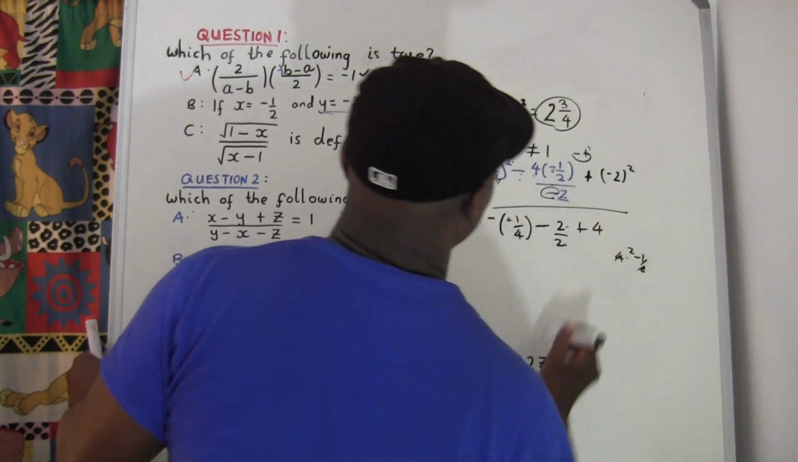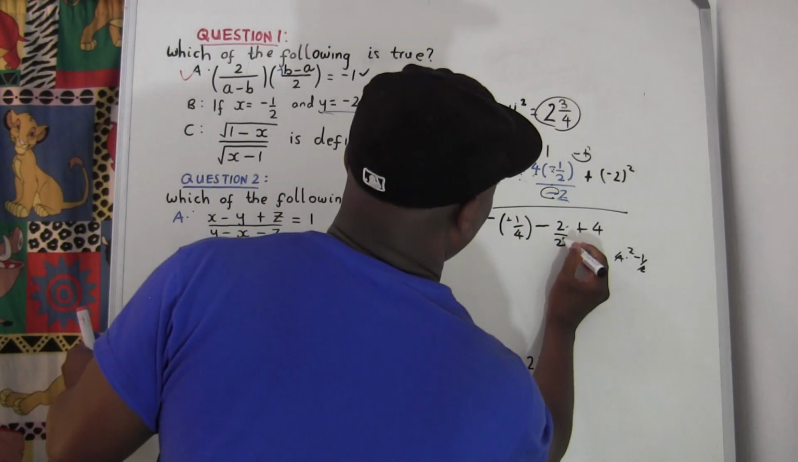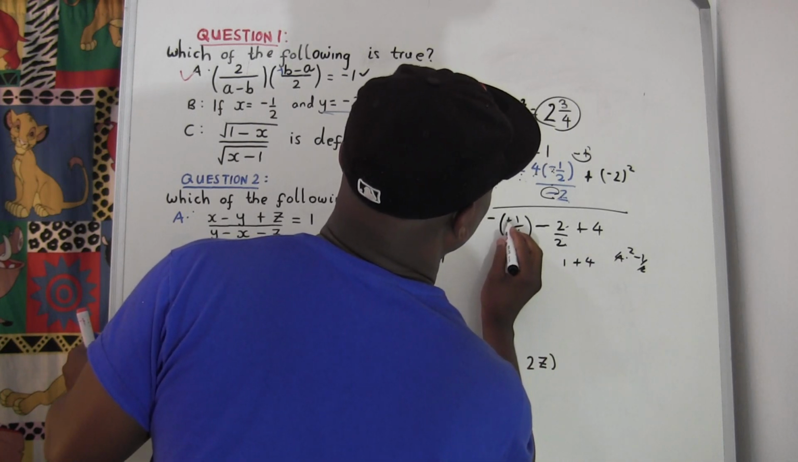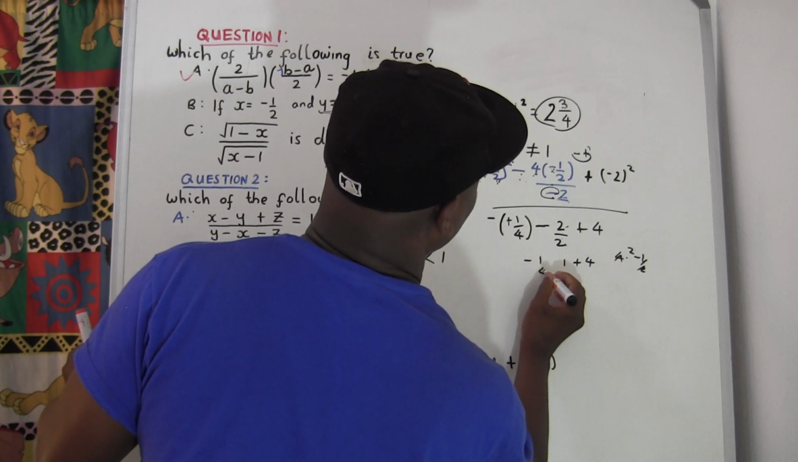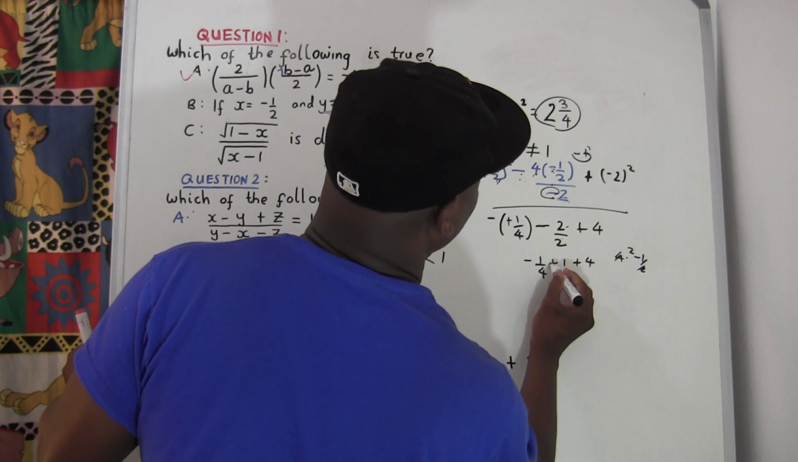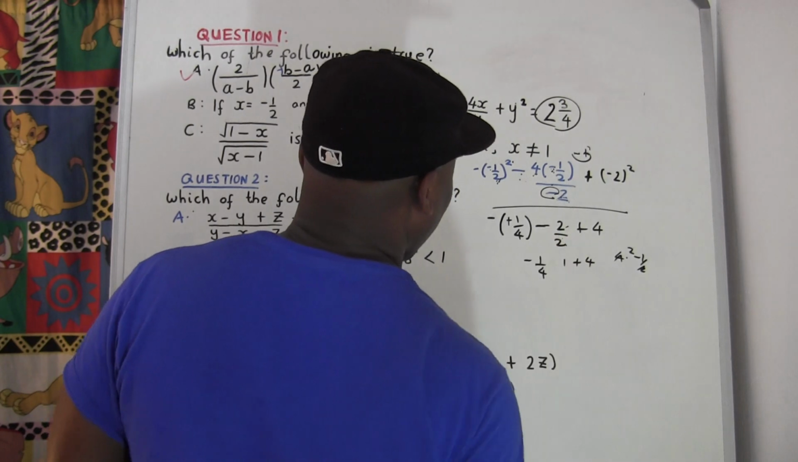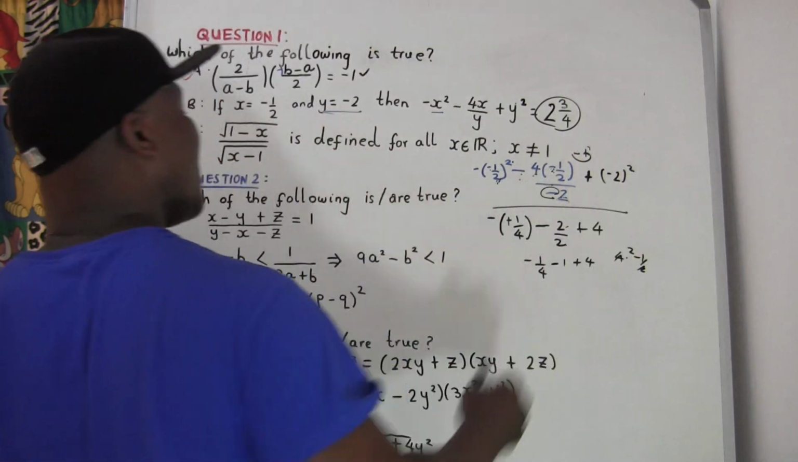Negative 2 squared equals 4. So now we go: 2 divided by 2 equals 1. So we have 1 plus 4 here, and then this positive is going to be negative 1 over 4. And this will be minus, excuse me, minus, sorry, not plus, minus. Here's minus. So you can put them together, all this stuff.